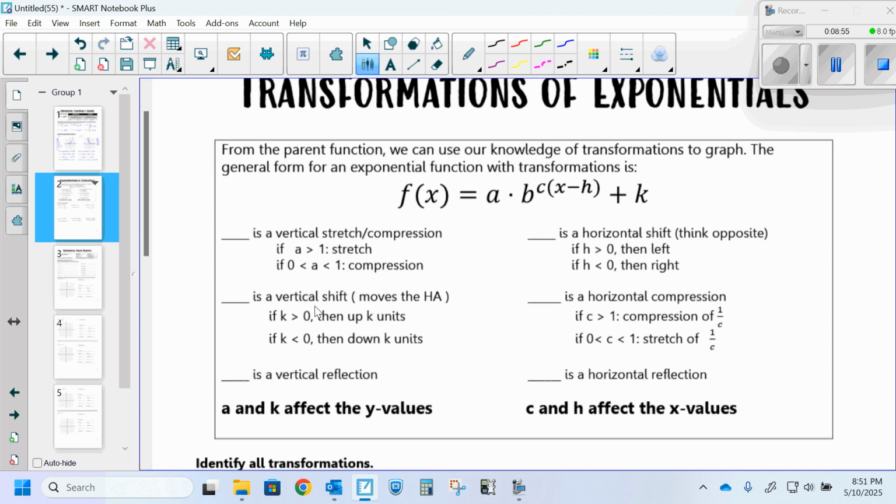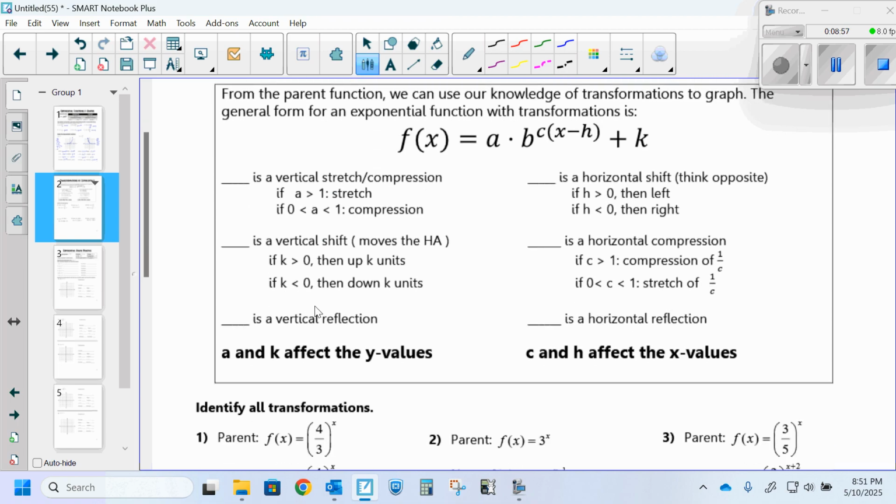All right, let's talk about transformations of exponentials. So a lot of this should look very familiar because we do it with our x squares, with our cube roots. It doesn't matter the functions that we've learned. These are not changing, okay? So let's start with A. A is your vertical stretch or compression. If A is bigger than 1, it's a stretch. If A is between 0 and 1, it's a compression.